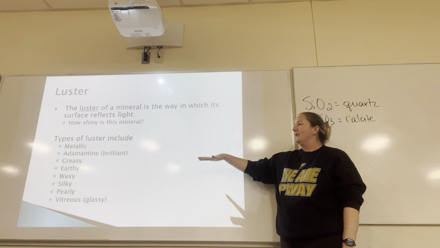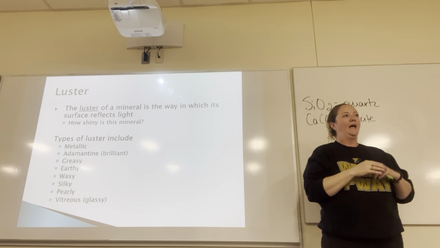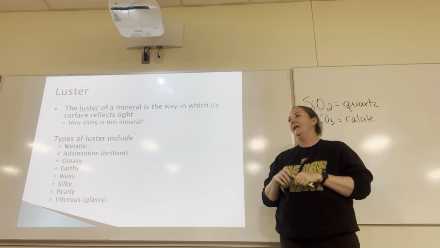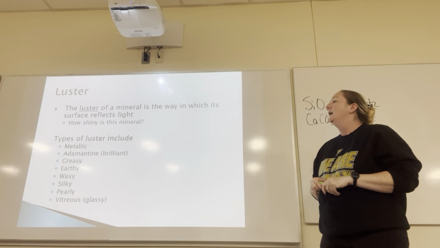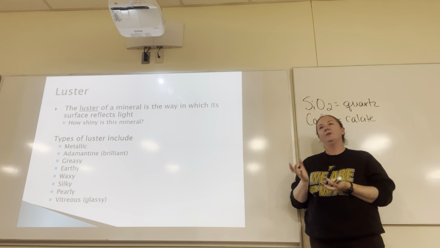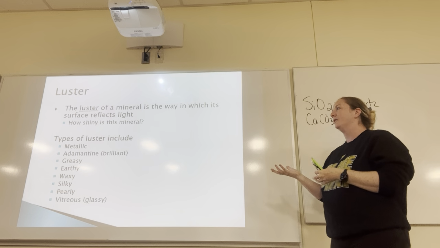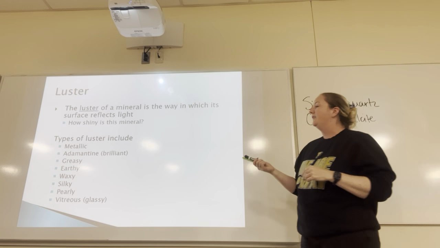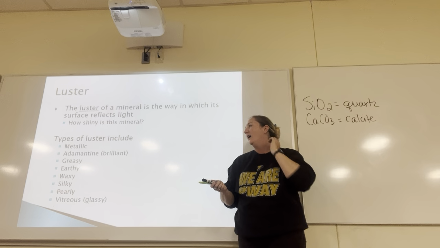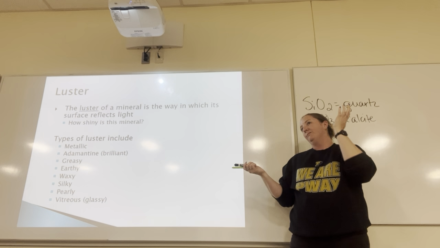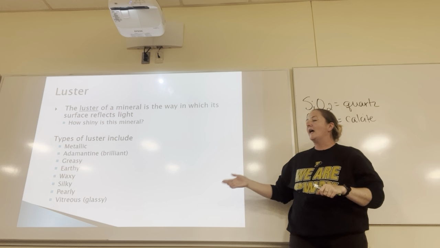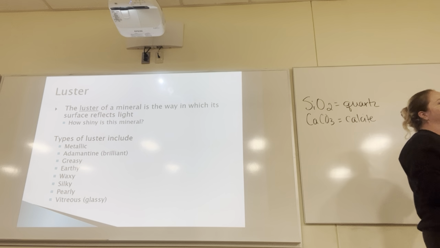Other lusters include adamantine or a brilliant luster, which is like the luster that a cut diamond would have. So if you have a diamond ring and it's sparkly, that would be an adamantine luster, a brilliant luster. Some might have a greasy luster. Again, it doesn't mean they feel greasy, but they just look like they would feel really greasy. So if they look greasy, they have a greasy luster. Something like earthy, kind of just looks like dirt. Sometimes it's described as a dull luster. Waxy is gonna look like a big chunk of wax. Silky, pearly, kind of self-explanatory. And then the last one is called vitreous, which is a glassy texture.